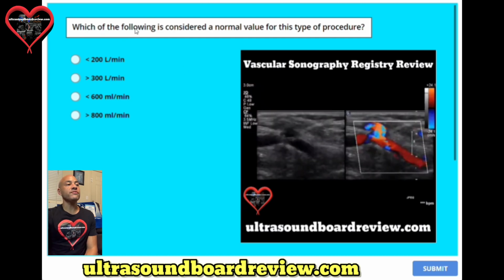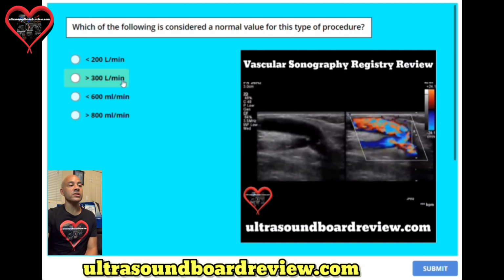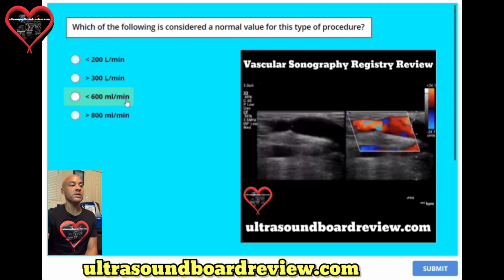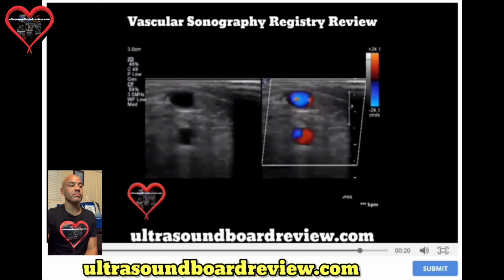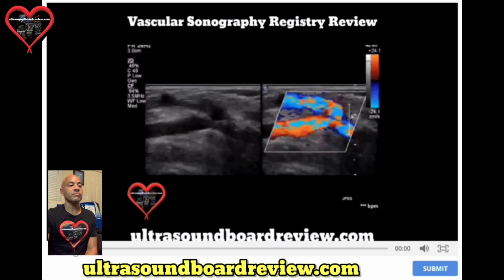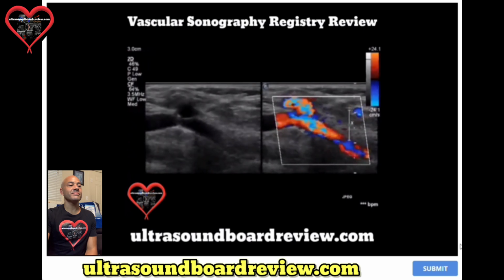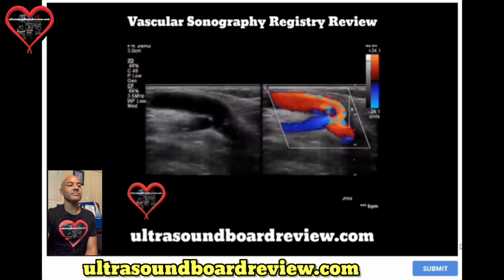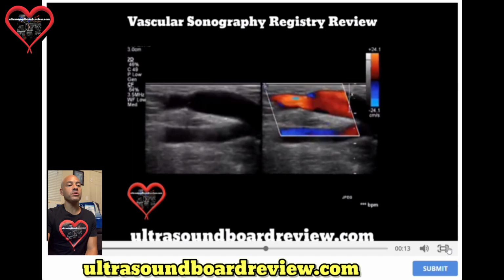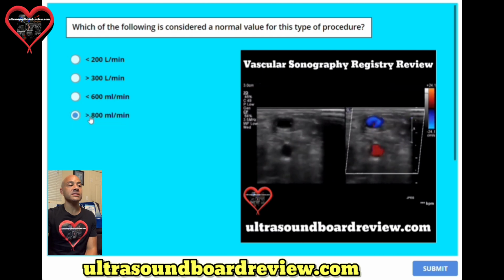Question 67. Which of the following is considered a normal value for this type of procedure? A, less than 200 liters per minute. B, greater than 300 liters per minute. C, less than 600 milliliters per minute. Or D, greater than 800 milliliters per minute? This is called a hemodialysis graft, and values greater than 800 milliliters per minute are normal.